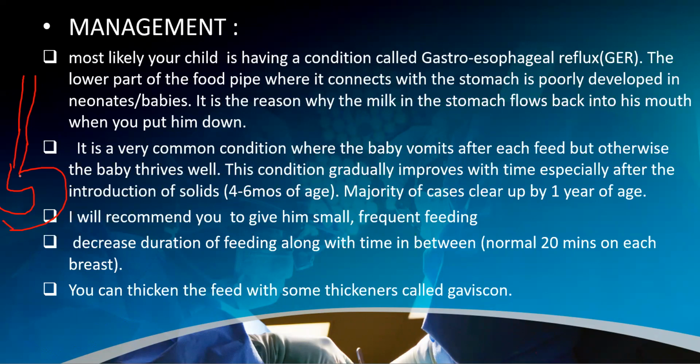The lower end of the food pipe connects with the stomach. In children less than 12 months old, this lower end doesn't develop properly. And that's the reason sometimes milk in the stomach flows back into his mouth and then he vomits. It's a very common condition where the baby vomits after each feeding, but otherwise he thrives well and grows well.